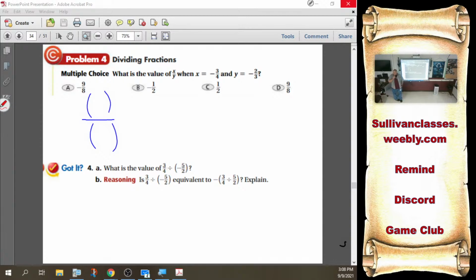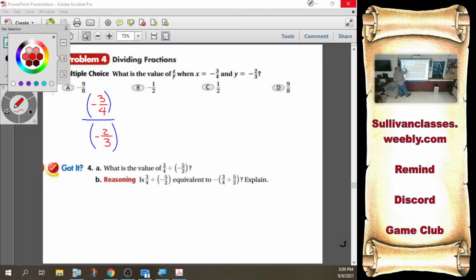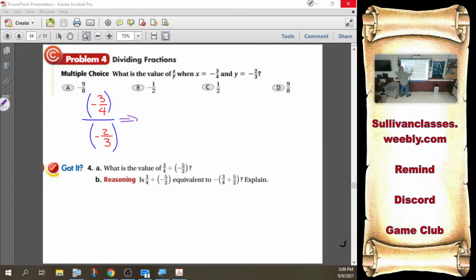X over Y, they tell us X is negative 3/4. Y, they tell us negative 2/3. Dividing a fraction, easy as pie. Flip the second and multiply. I don't really divide. I multiply by a reciprocal. I don't really divide by a fraction. I multiply by its reciprocal.